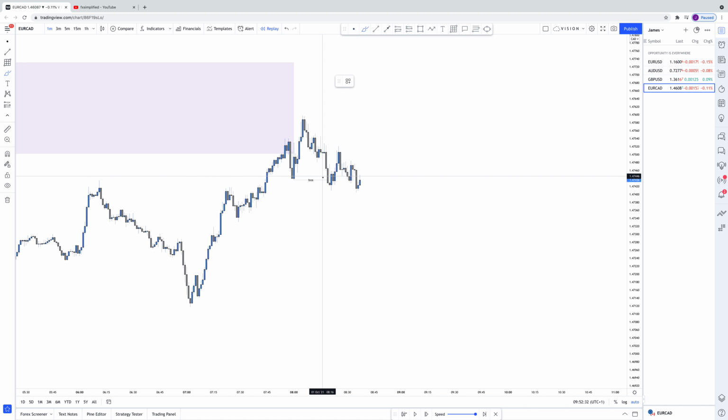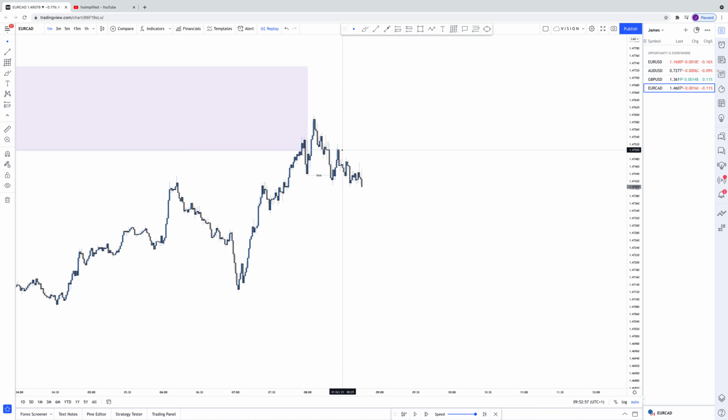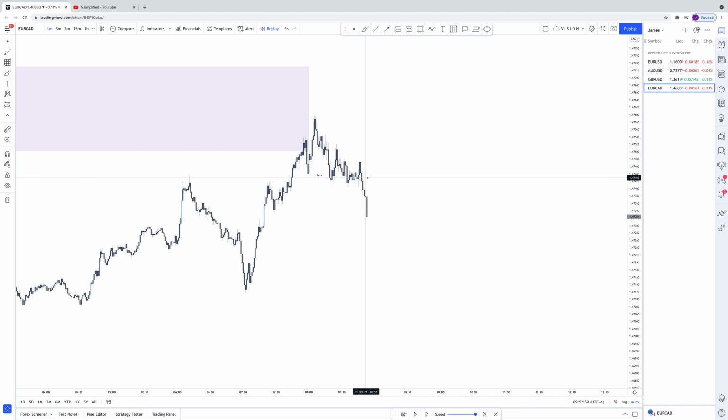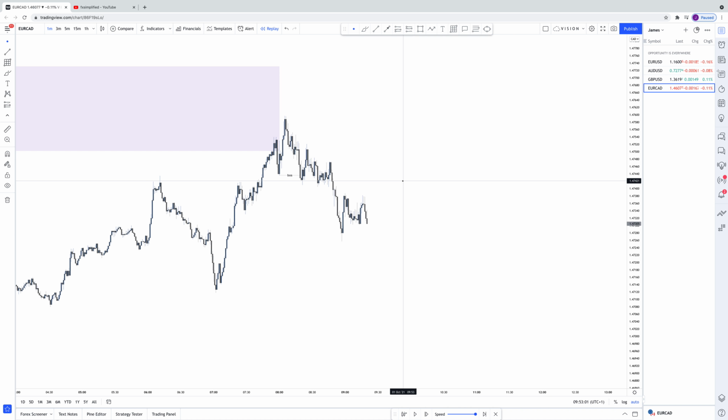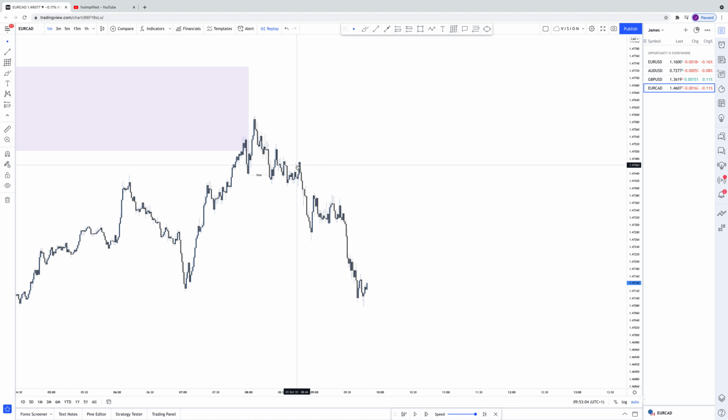So what's caused a break of structure? Clear range, push down, range, expansion out, break of structure, supply takes over, demand fails, we get a mitigation, okay, and then price is reacting to that, and we can see how it plays out. Just zoom out, and then you can see we get that reaction and continuation.